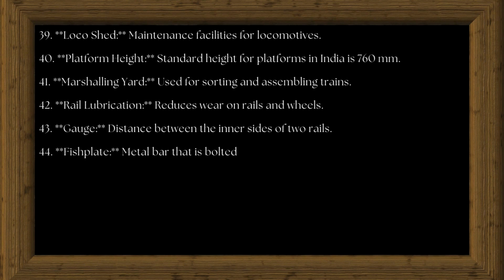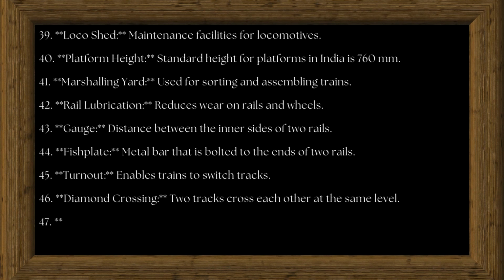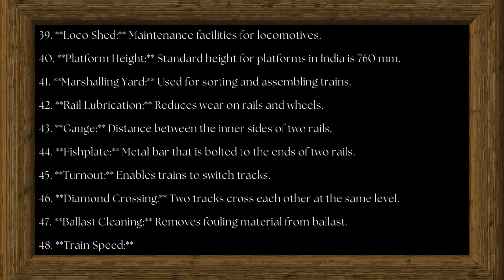Fish plate: it is a metal bar that is bolted to the ends of two rails. Turnout: it enables train to switch tracks. Diamond crossing: two tracks cross each other at the same level. Ballast cleaning: it removes fouling material from ballast.